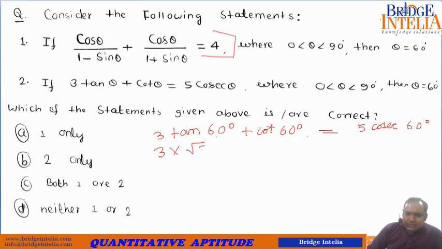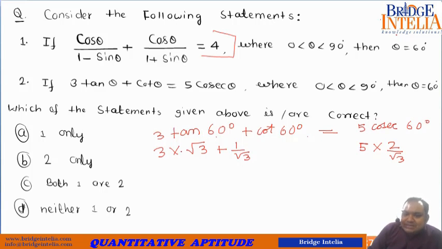So tan 60 degrees is equal to what? Root 3 plus cot 60 degrees. So cot 60 degrees is what? 1 by root 3. So is this actually equal to 5 into cosec 60 degrees? So cosec 60 degree is equal to how much? So this is equal to 2 by root 3.